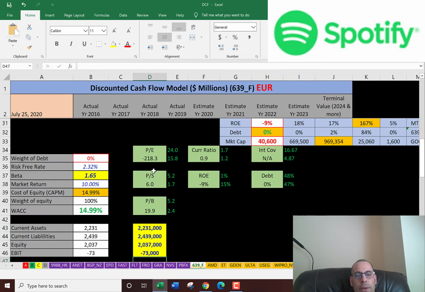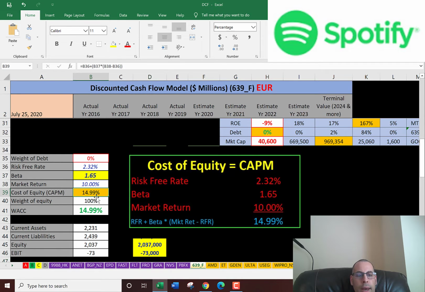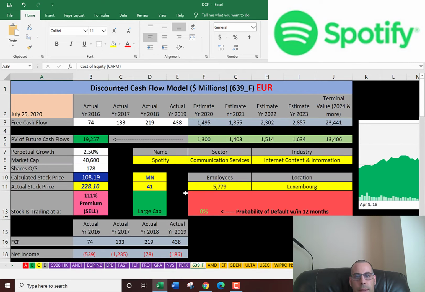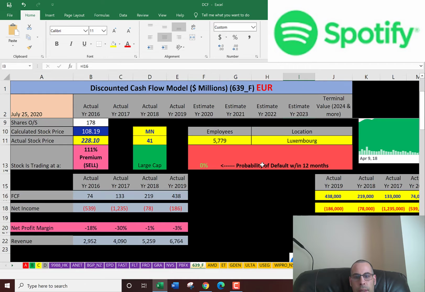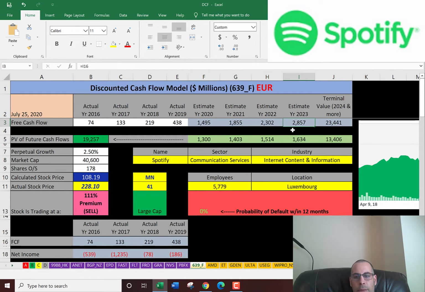Let's look at the capital structure. They have no debt, they're 100% equity, and the cost of equity is 15%. The way we figure that out is using the capital asset pricing model. And that's a discount rate we're going to apply to the future cash flows. So we estimated 4 years of future free cash flows. We also did a terminal value, which is all years past year 4.